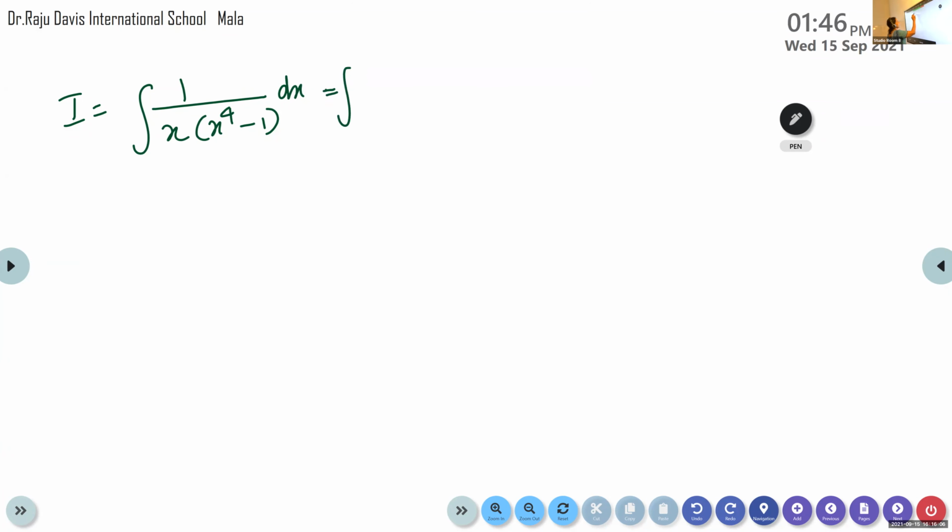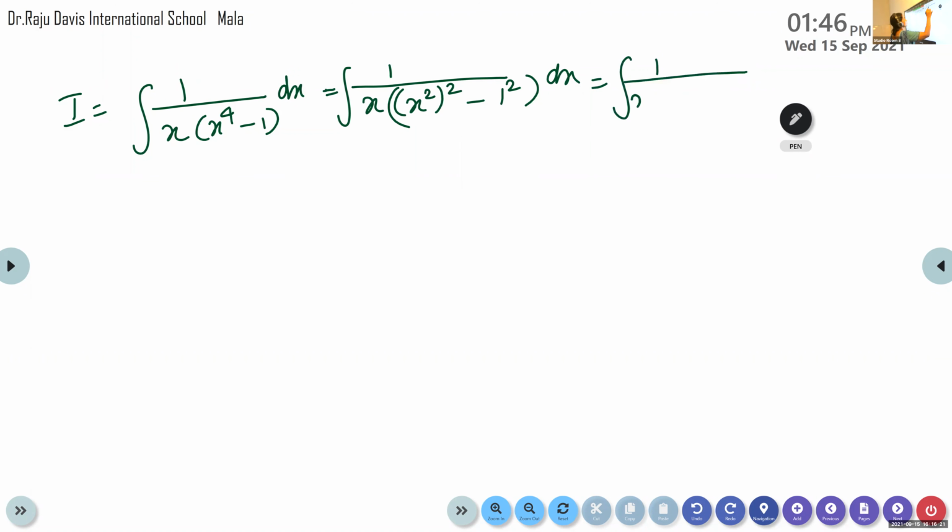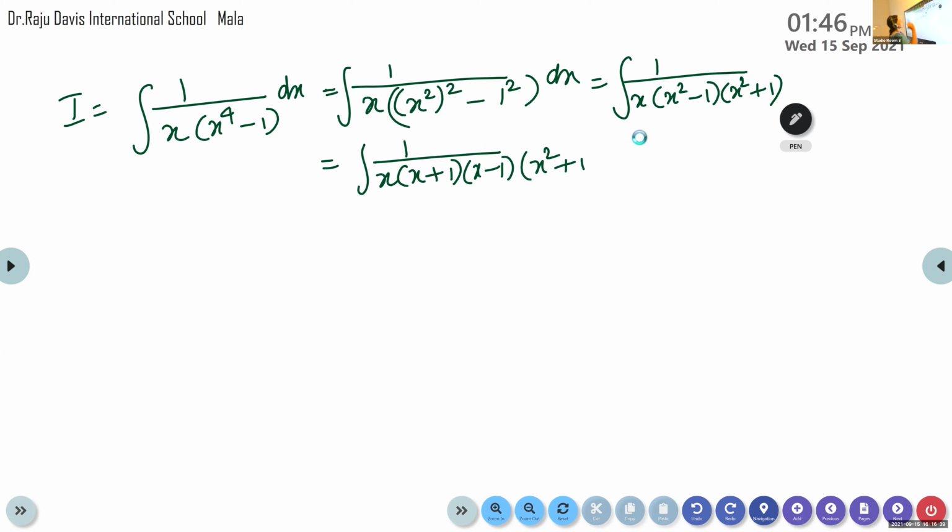We can write this x raised to 4 minus 1 as x square the whole square minus 1 square. So it takes the form a square minus b square. So again we can split this as 1 by x into x square minus 1 into x square plus 1. Now once again we can split x square minus 1 as x plus 1 into x minus 1, so we get 1 by x into x plus 1 into x minus 1 into x square plus 1 into dx. So how many factors are here? We have 4 factors here, isn't it?